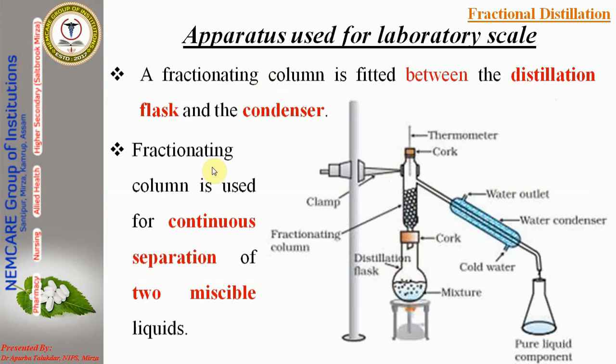The fractionating column is used for continuous separation of two miscible liquids. In simple distillation, we were distilling liquids whose vapor pressures were very different, but here we are going to separate liquids which have near vapor pressures. So here we need a continuous process where the liquid gets separated.